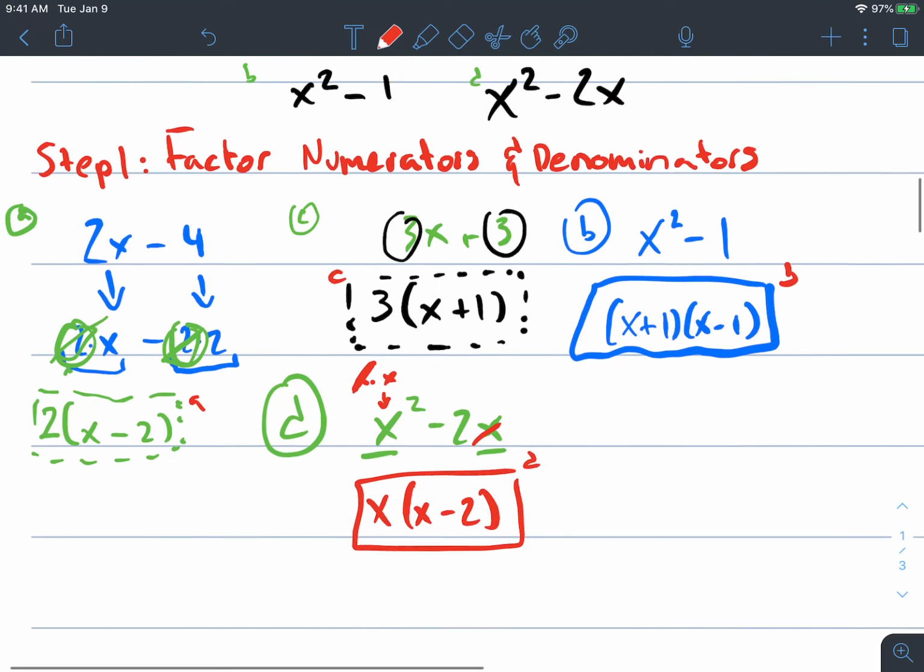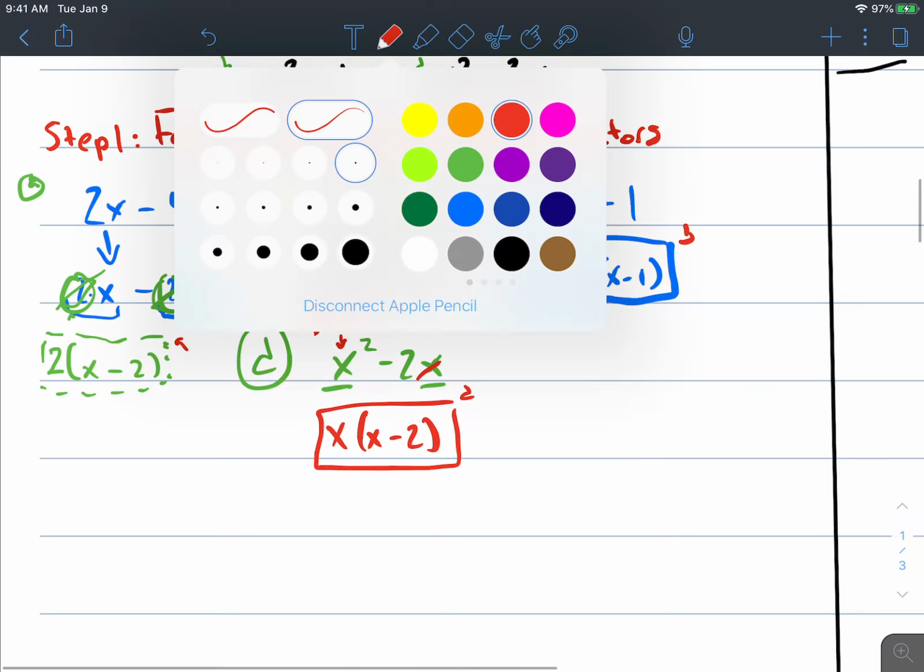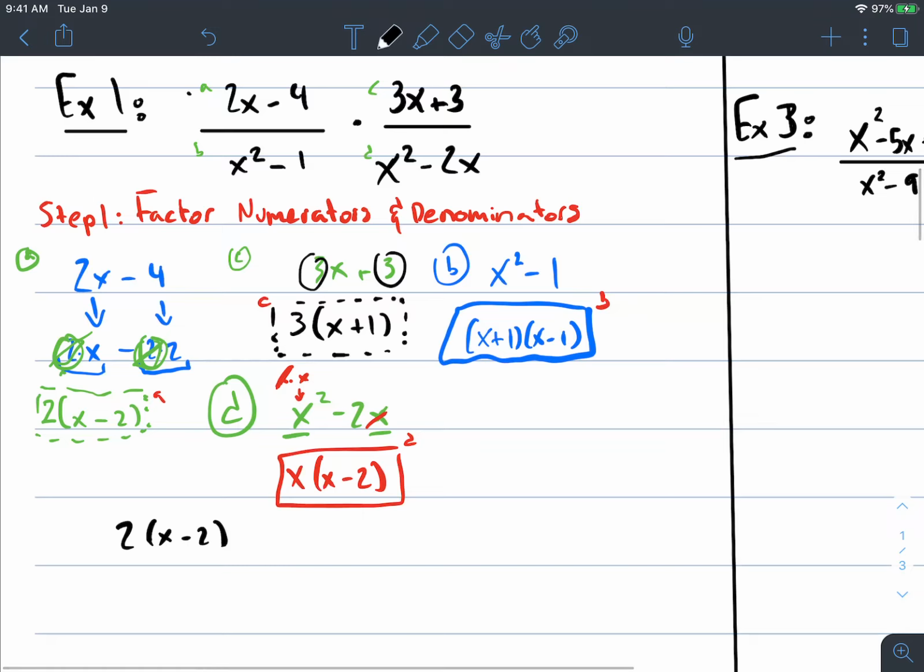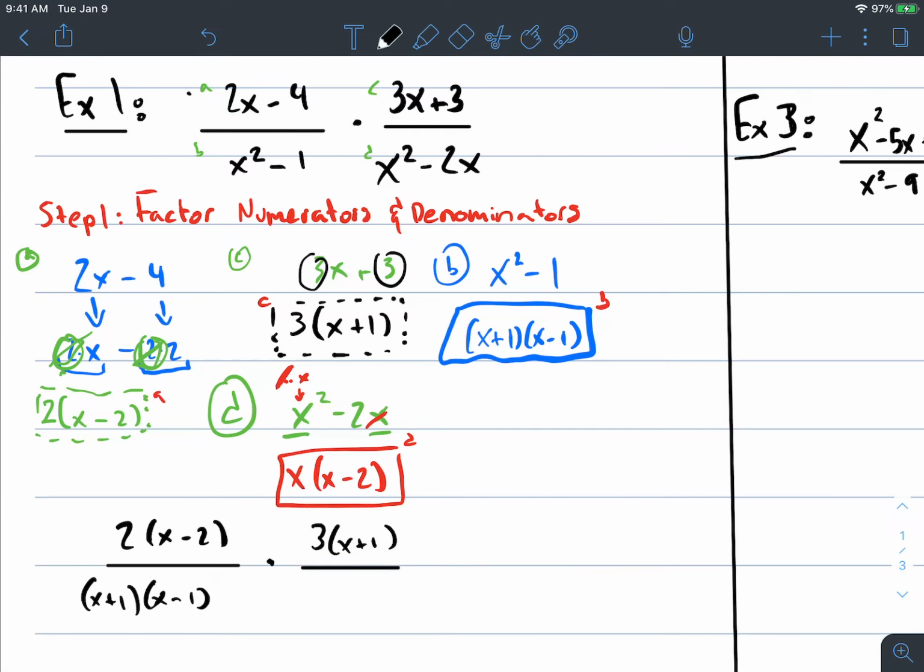Now that we've simplified it, we're going to rewrite the problem. It's going to be 2 times x minus 2, because this part is the part that goes here, over our B, which is x plus 1 times x minus 1, multiplied by our C on the top, which is 3 times x plus 1, over our D, which is x times x minus 2.